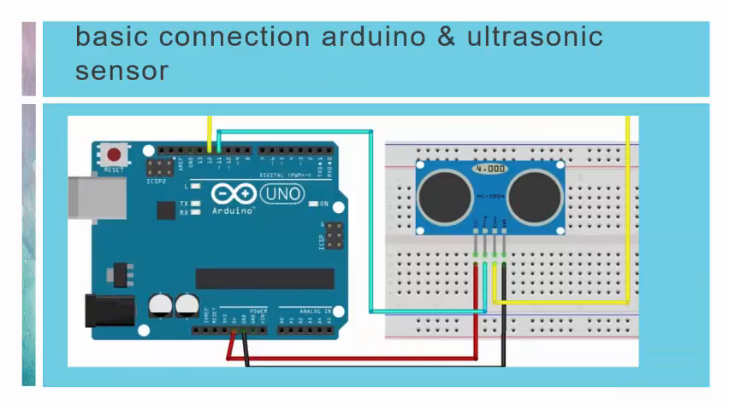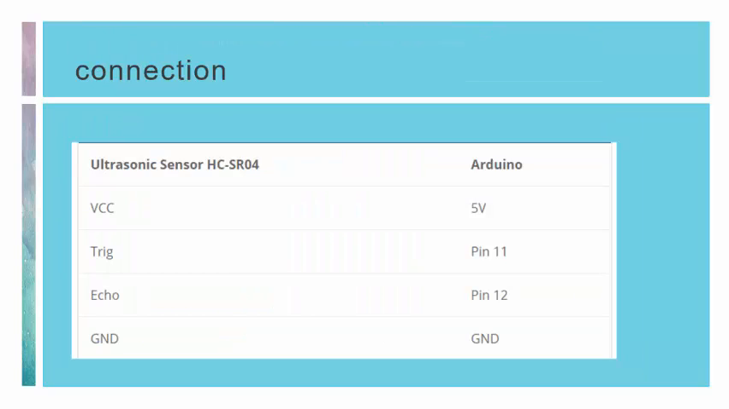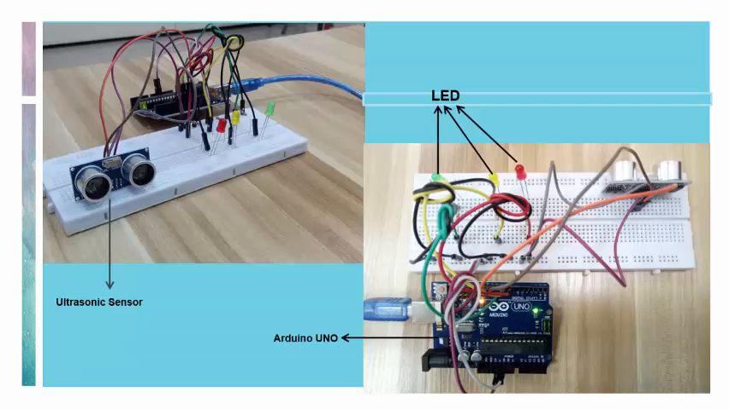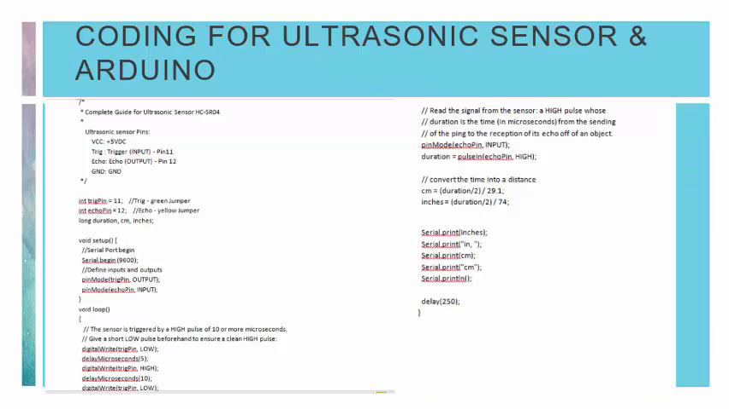So this is the basic connection of Arduino and the ultrasonic sensor. The VCC is connected to 5 volts, the trigger pin is connected to pin 11, echo is connected to pin 12 and ground is connected to ground. This is the current stage of our project. The ultrasonic sensor and Arduino are done with all the LEDs. So these are the codes for the ultrasonic sensor and Arduino that we use.